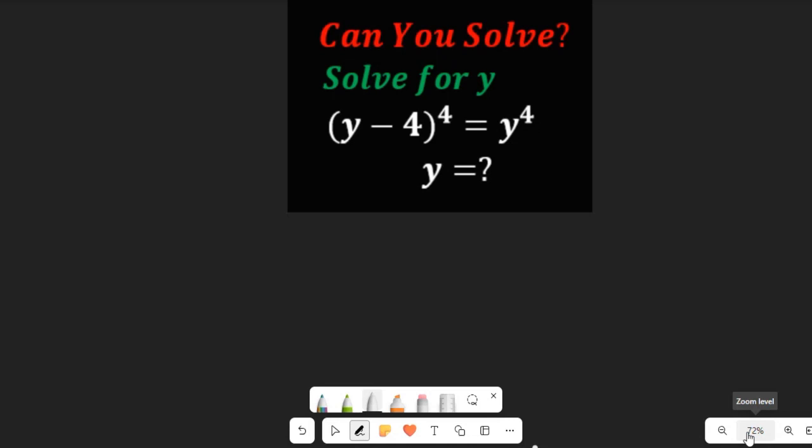Hello, let's learn how to solve this nice exponential equation for the value of y. We're asked to find the value of y in (y - 4)^4 = y^4.